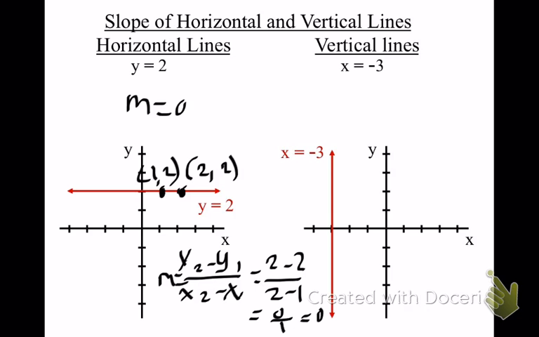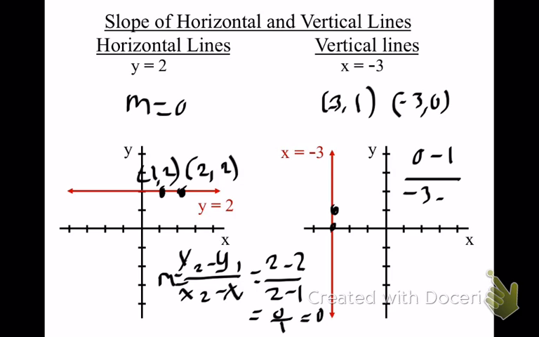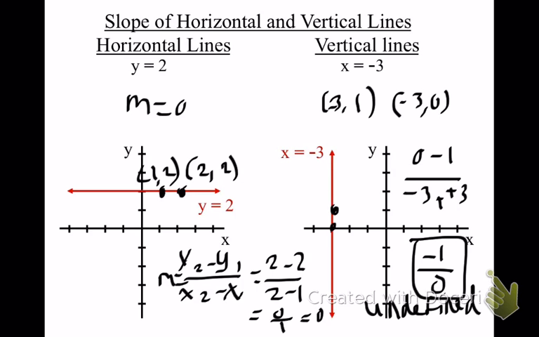If I do the same thing here, so the first point is negative 3, 0. And the other point is negative 3, 1. Okay. And we do our 0 minus 1 over negative 3 minus negative 3. You will see we get negative 1 over 0. And in this situation, we get a 0 in the denominator, and that's what we say is undefined. Okay, pause it, take your notes, and then let's move on to the next step.